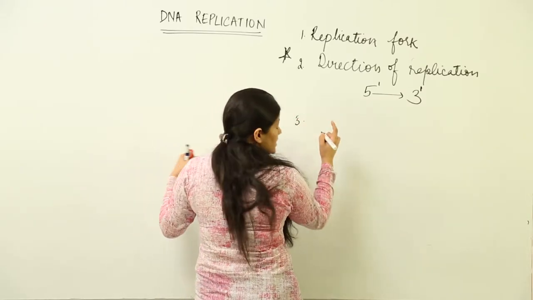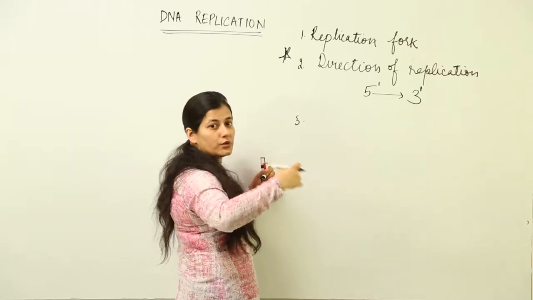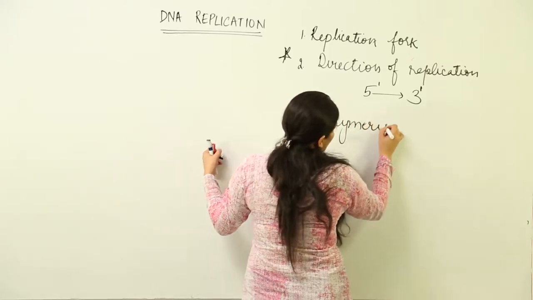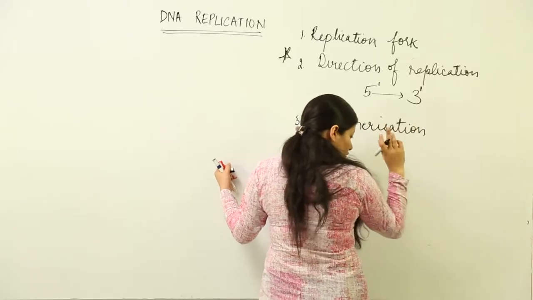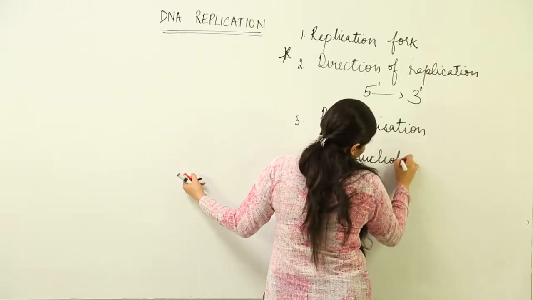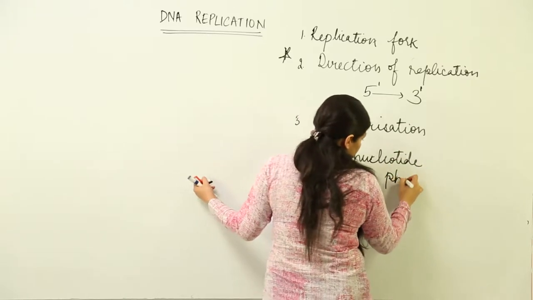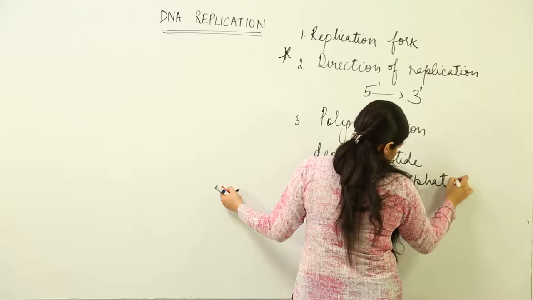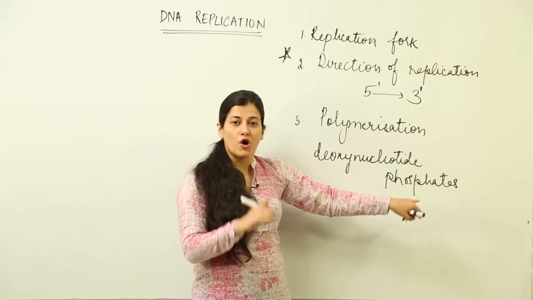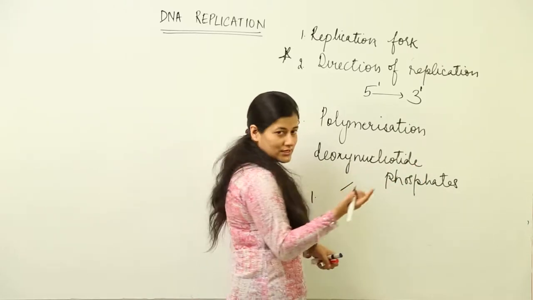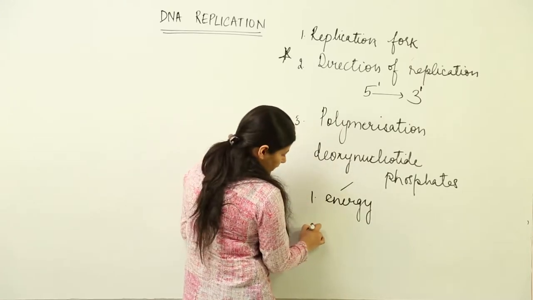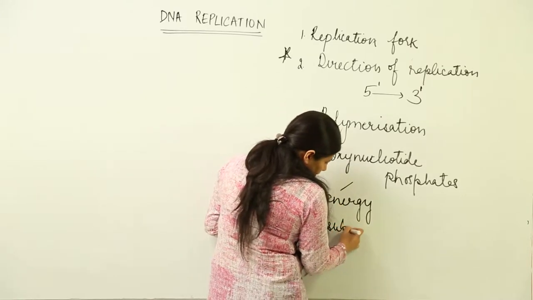This is because DNA replication is a process where a new polynucleotide chain is to be synthesized, so basically the process is of polymerization, which involves deoxynucleotide phosphates. The deoxynucleotide phosphates would perform two functions. One function is that, because it is something like ATP, it is going to provide the energy required for the process, and secondly, it would act as a substrate.